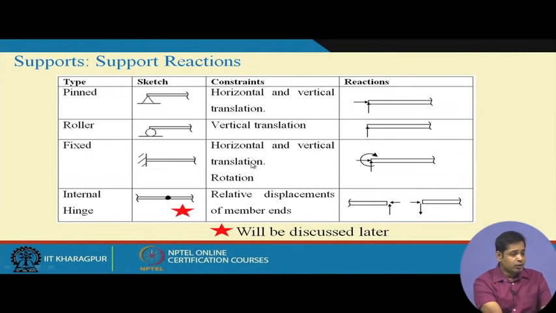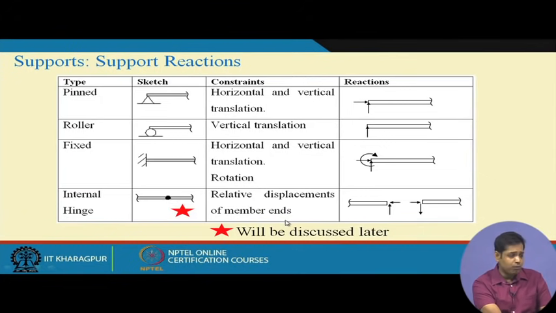So, these are the major three kinds of support, and they are equivalent free body diagrams. This is essentially the free body diagram of this support, this is the free body diagram of this support, and this is the free body diagram of this support. We do have another kind of support, yes you can say support in some way, that is an internal hinge. Let us not discuss internal hinge here right now.